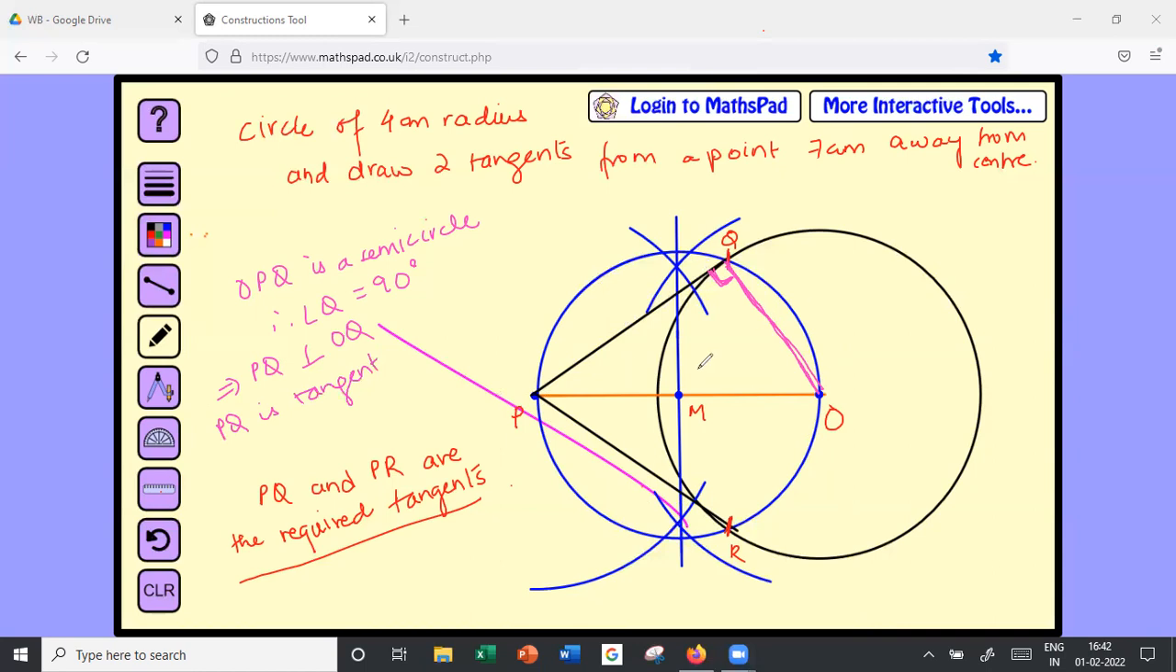So this makes use of two properties. One, that angle in a semicircle is 90 degree. And second, that the tangent to any circle is always at 90 degrees, perpendicular to the radius of the circle. That's it. This is the justification.